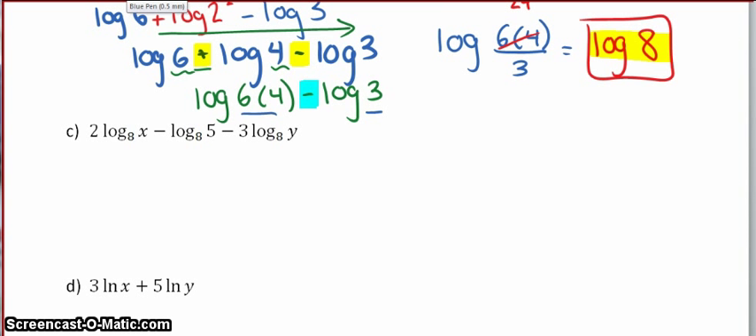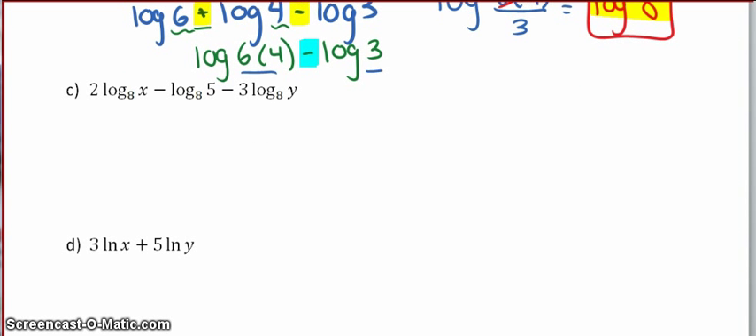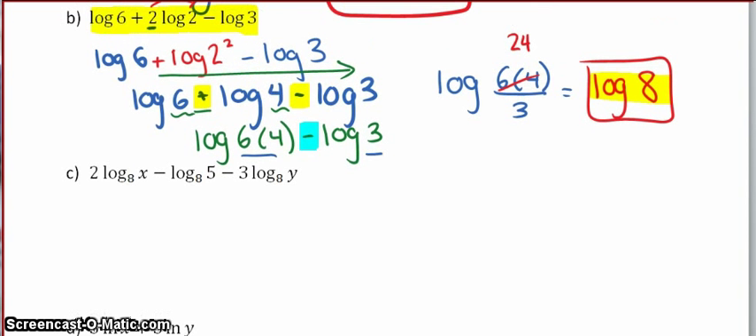Great. Let's make some more cool things happen in letter C. Okay, but before I share some of my work with you on C, I want you to try some things on your own, mainly doing the first steps that we've been doing, where you rewrite the number in front as the exponent. Okay, so try that on your own, make sure you know what you're doing, and I will come back with the work.